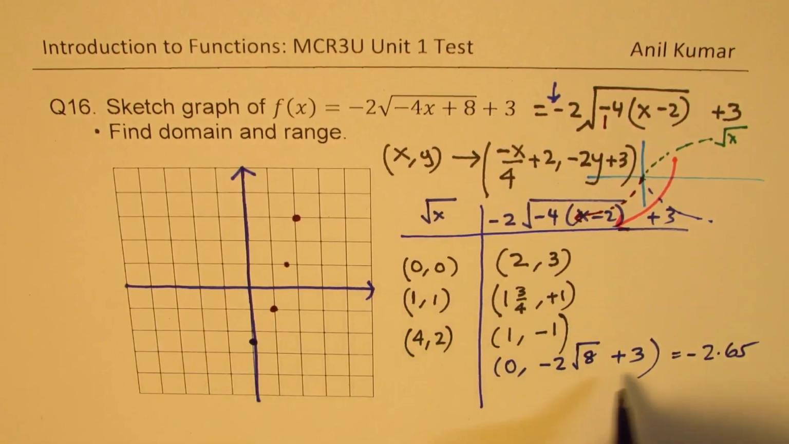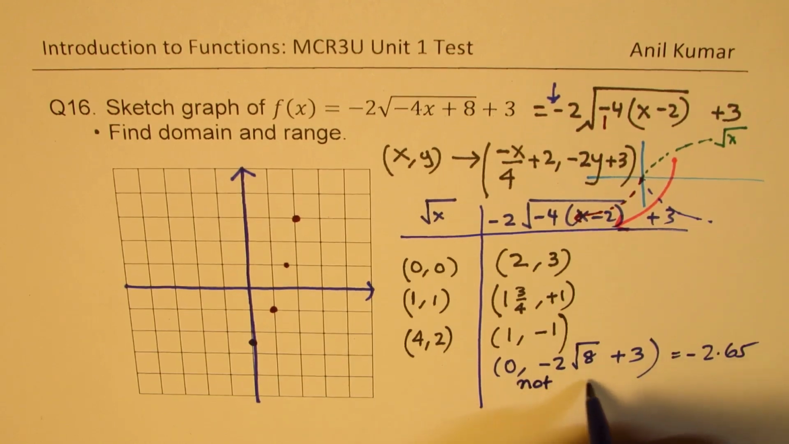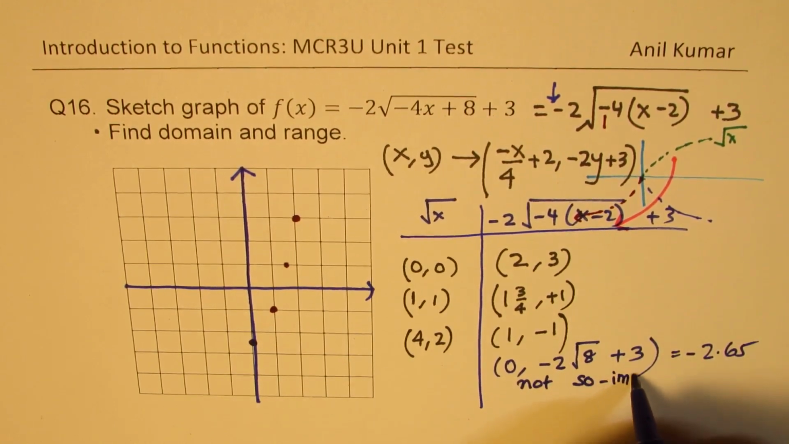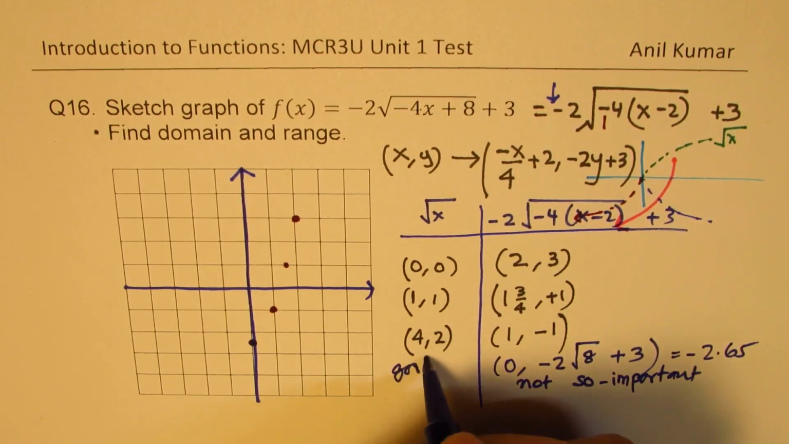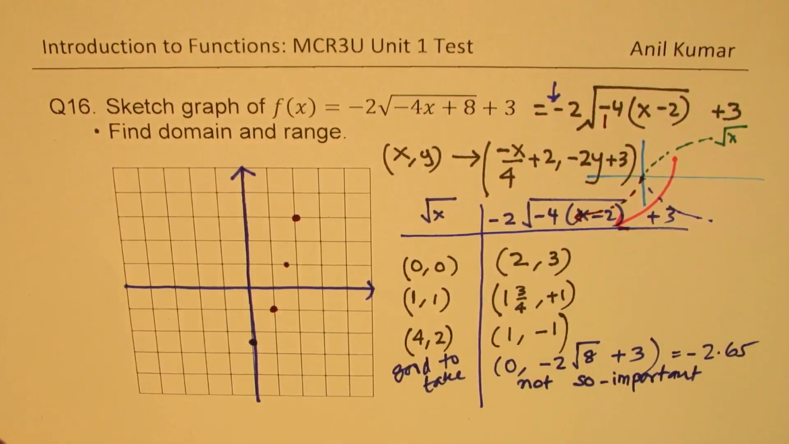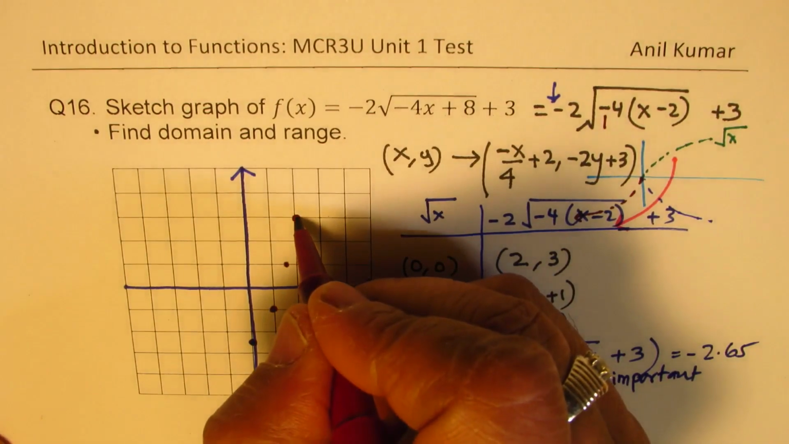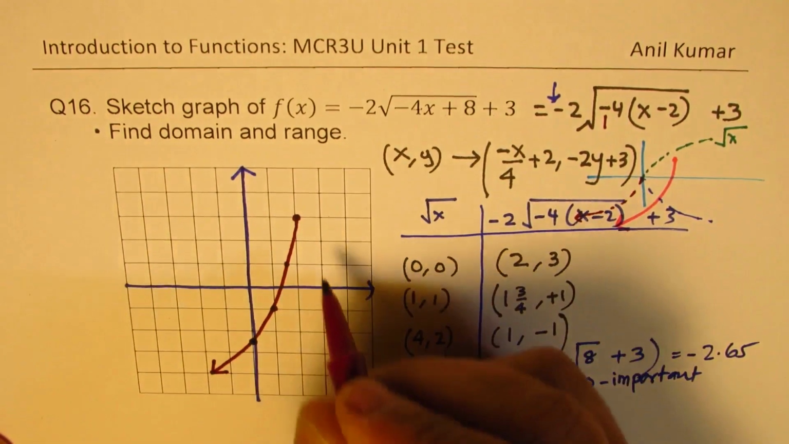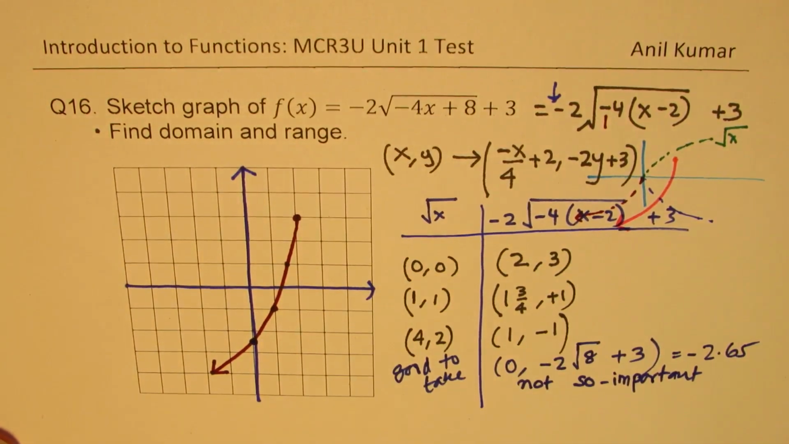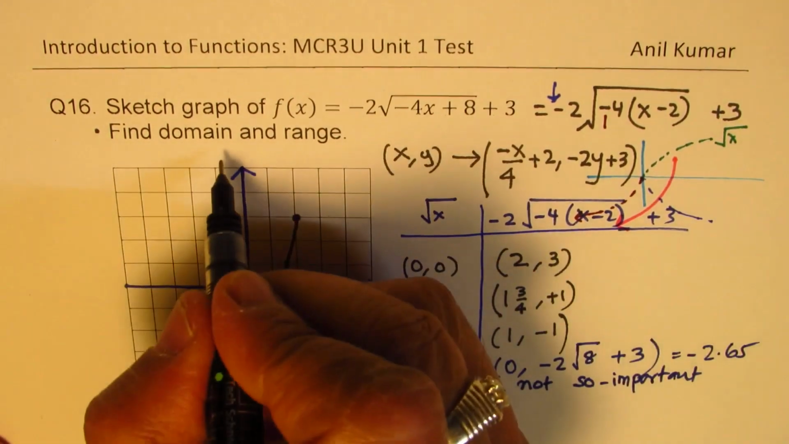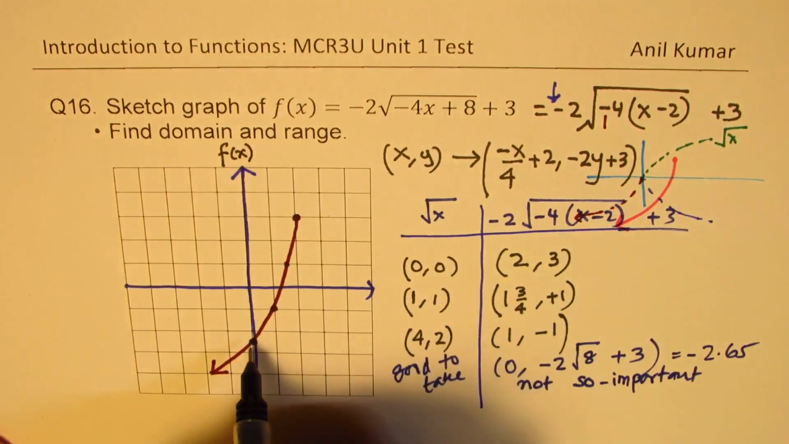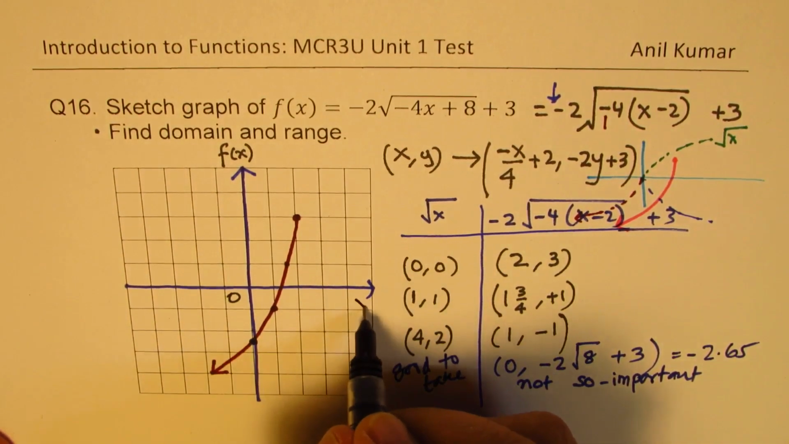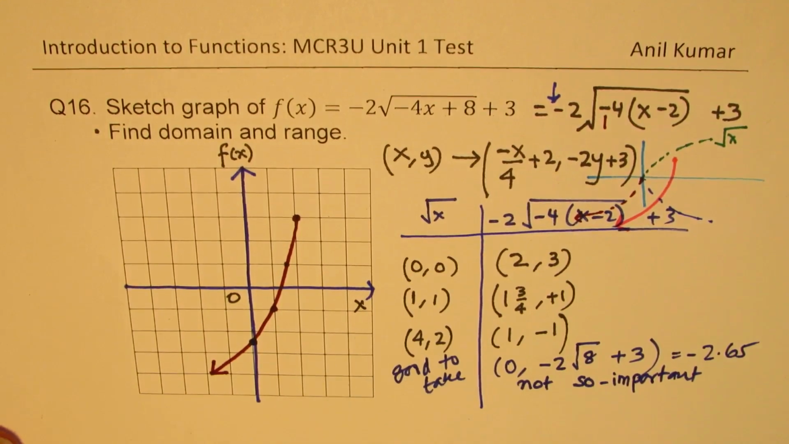So this is not critical, not so important, but I feel is good to take. So that's a y-intercept. So consider this point, and now we can actually draw this graph here. So that becomes your final solution for the graph of this function, right? So I actually prefer to find this y-intercept also. Is that clear to you? So that is how we are going to do.